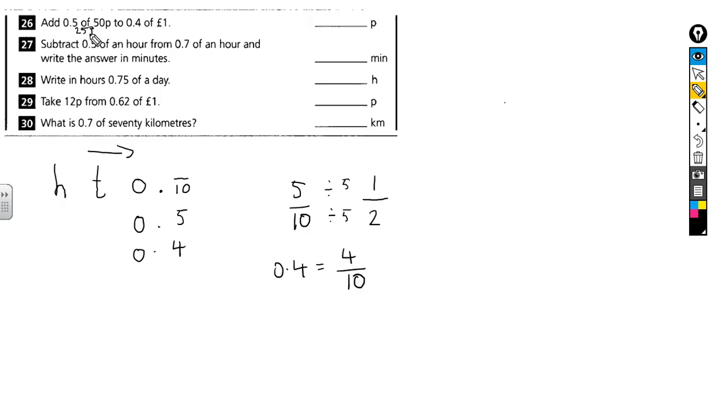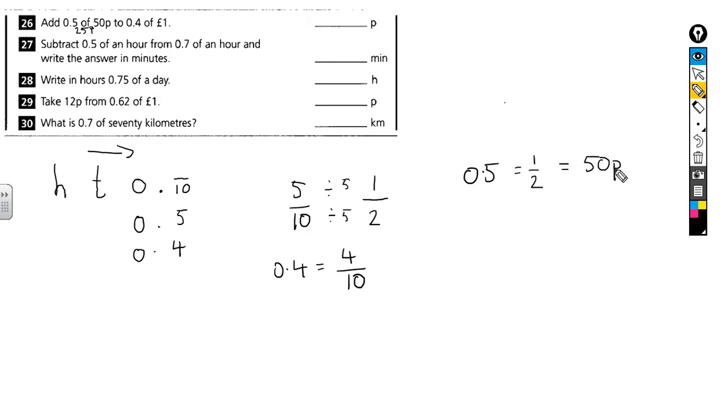Now we've got a little clue here. What's 0.5 of £1? If 0.5 equals 1/2, what's a half of £1? Well, that equals 50 pence, because £1 is 100 pence. Half of 100 pence is 50 pence.